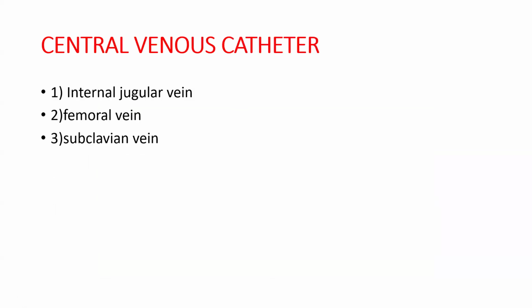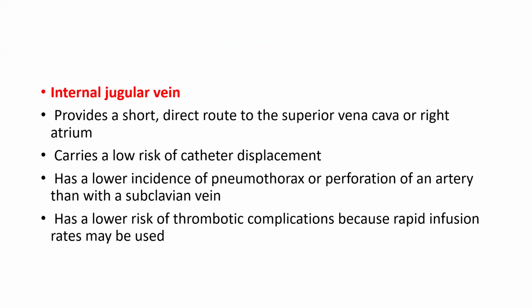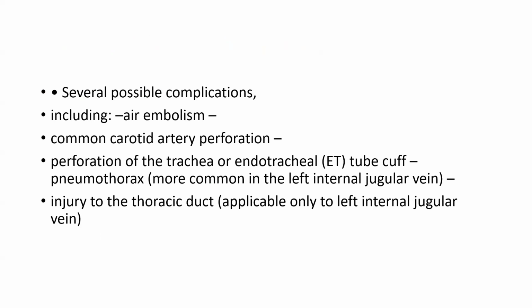Now the next is central venous catheter. So we can insert the central venous catheter into three places: internal jugular vein, femoral vein, and subclavian vein. Internal jugular vein provides a short and direct route to the superior vena cava or right atrium. It carries a low risk of catheter displacement and has a lower incidence of pneumothorax and perforation of the artery than the subclavian vein. And it has a low risk of thrombotic complication because a rapid infusion rate may be used.